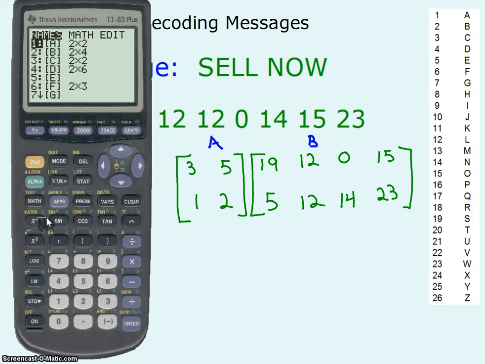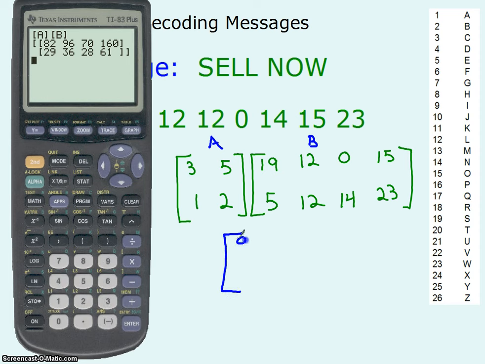So matrix, I'll stay on names up here and press enter, and matrix again, stay on names and press 2. Not putting a multiplying sign in between there is okay. The calculator understands that when they're side by side, I want them multiplied. So here I go. There's the new matrix. Okay, so I'll write that down over here: 82, 96, 70, 160, 29, 36, 28, and 61.